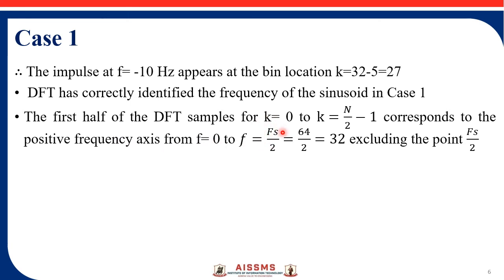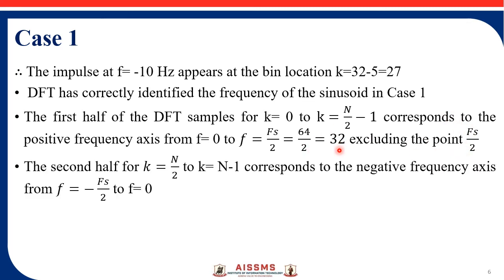So what is fs? The sampling frequency is 64 Hz, so 64 upon 2 is 32. And it is excluding the point fs by 2, that is 32. And the second half, for k equal to N by 2 to N minus 1, corresponds to the negative frequency axis from f equal to minus fs by 2 to 0.